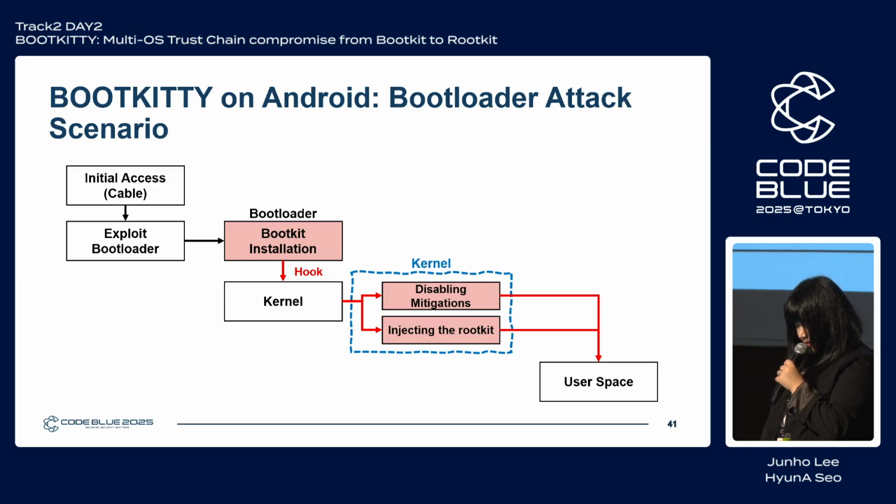In summary, in the Android boot chain, from the bootloader to the kernel, the bootkit used a bootloader vulnerability to secure an initial foothold, then hooks the kernel to gain full control over the system.